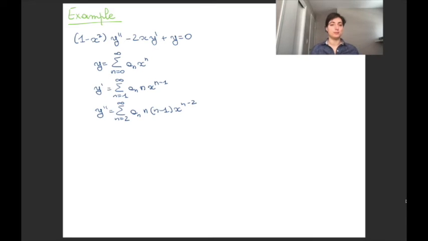Let's look at an example. We are looking at (1 minus x squared) y'' minus 2x y' plus y equal to 0. By now we have seen y, y', and y'' written as power series. We are looking at x not equal to 0. This is an ordinary point. 1 minus x squared computed at x equal to 0 is indeed different than 0, so we're good.